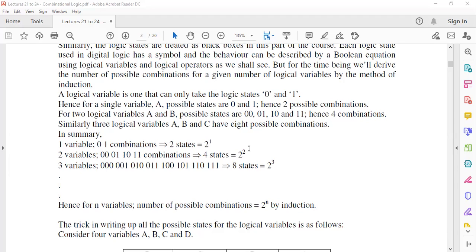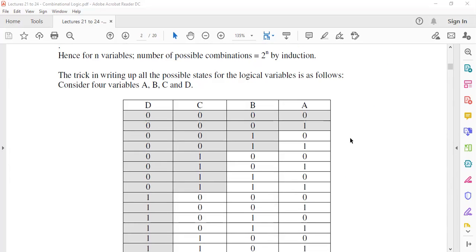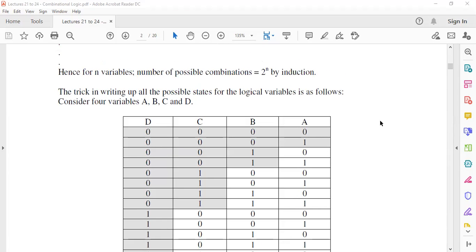The exponent 2 here is the number of variables. Similarly, if you have 3 variables, the number of states you can have is 8: 000, 001, and so on. If you just list it like this, it's not very useful, so typically we list a table known as a truth table. Here we are listing the possible combinations for 4 variables. We get 2 power 4, so you get 16 possible combinations.